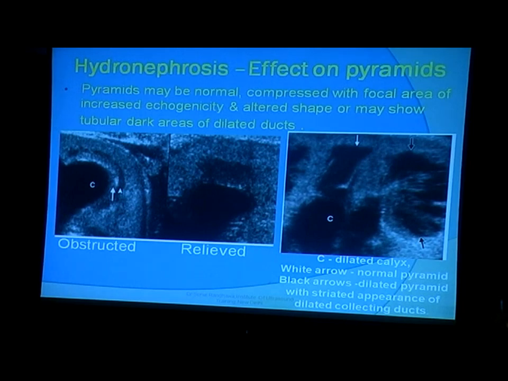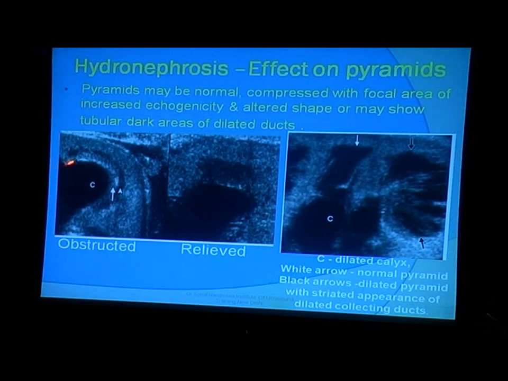And you may find that the pyramid is prominent, and along with that I can see tubular areas which represent the collecting ducts, which we are normally not able to see because they are too small. And this pyramid is the normal pyramid. So what can hydronephrosis do on pyramids?